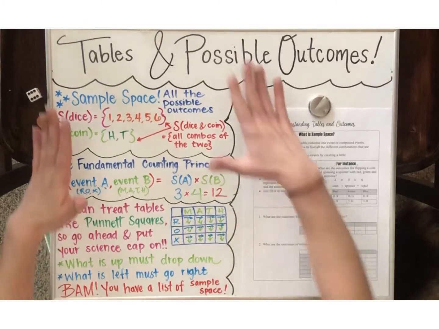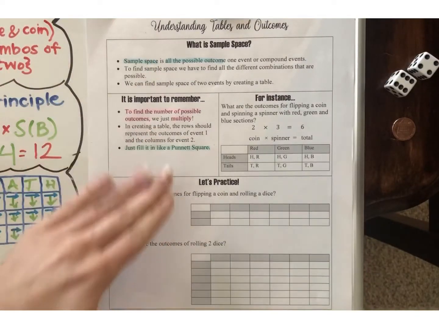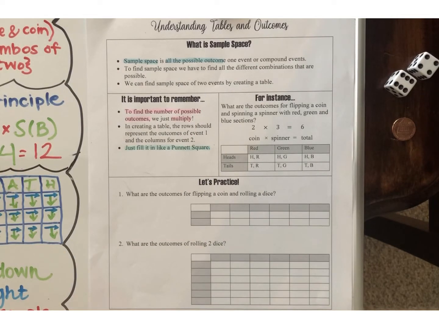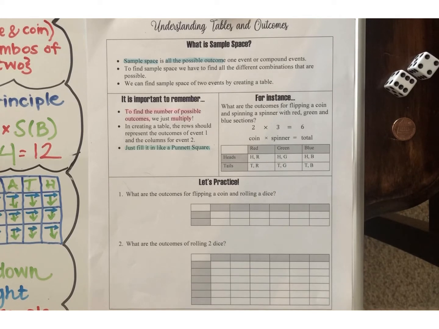All right. Now that we've gone over all of that, let's move into our page. As you can see, I've highlighted a couple things here on the top of our paper, but I'm going to go ahead and start in the for instance section. If you would like to pause now and take note of what I've highlighted, that would be great.